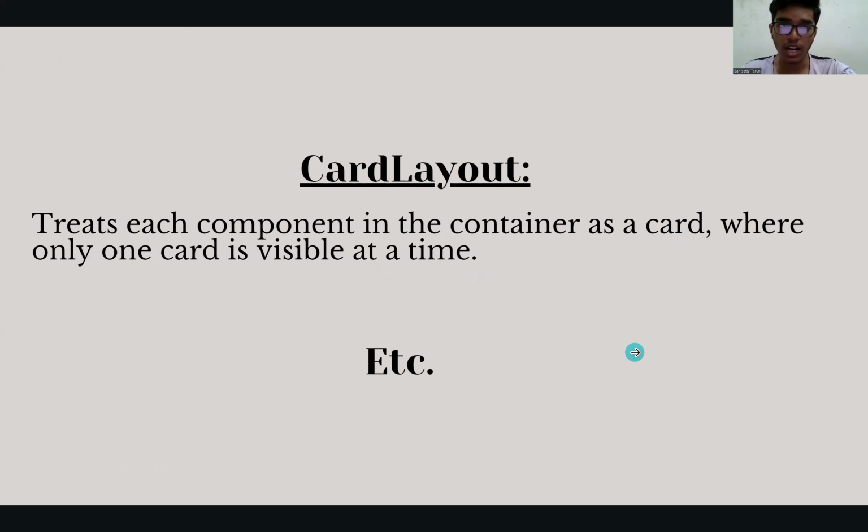The next layout is card layout. In card layout, each component is considered a card, and only one card can be visible at one time. If we want to see another card, we have to shift to it. Like we can only see one component at a time. This is how card layout works. Let me show you code, and it will be easy to understand these layout manager classes.